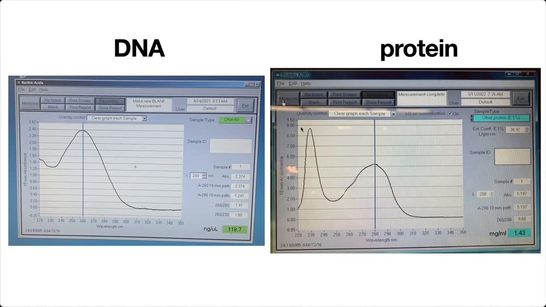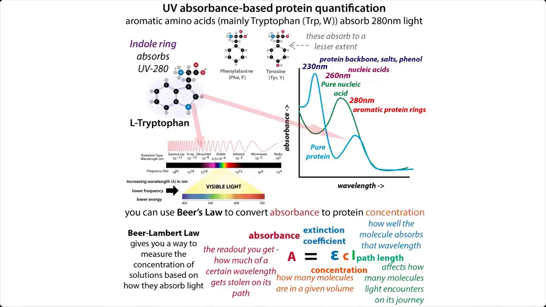You might be thinking, okay, well, why don't we do it at 230? Isn't that where you get the most absorption? Well, if we look over here, nucleic acid is actually going to be absorbing quite a bit of 230, but not as much as 280. And so we kind of get a more specific measurement if we measure at 280. Additionally, at 230, you can also get absorbance from things like salts and phenol, which are some things that you might be using in your extraction protocols. And so the 280 is going to be kind of more specific for your proteins.